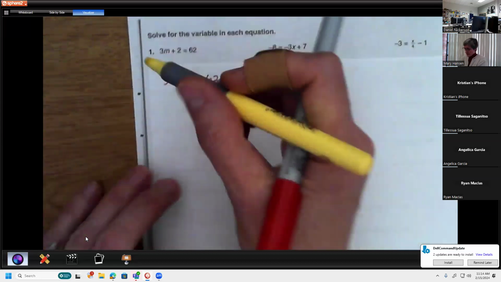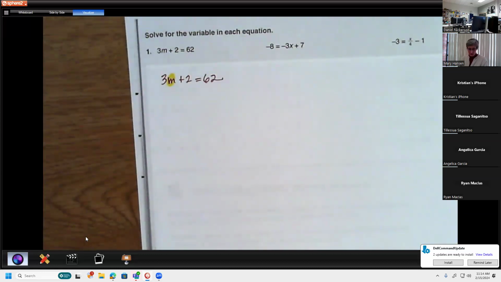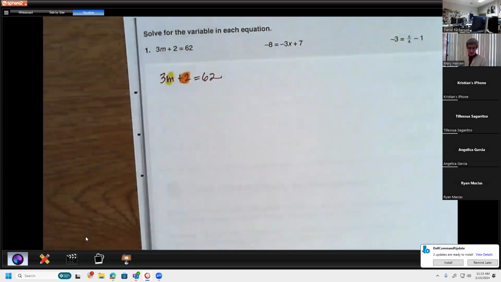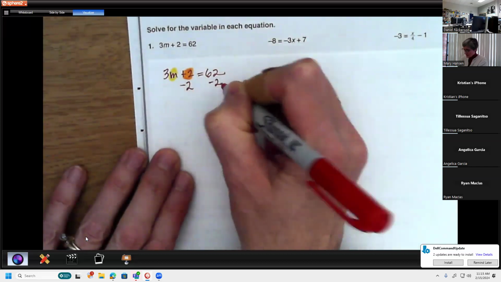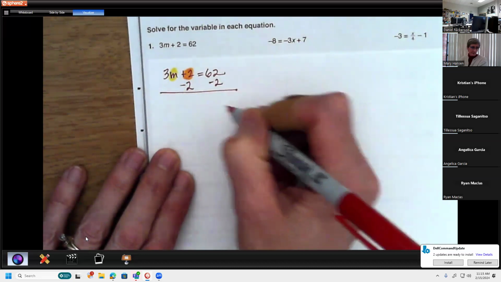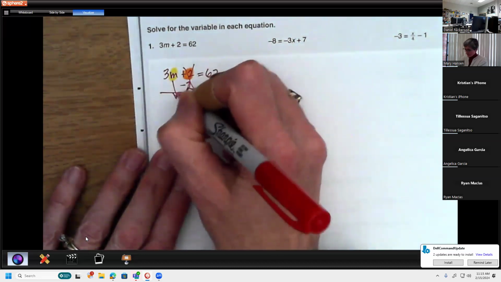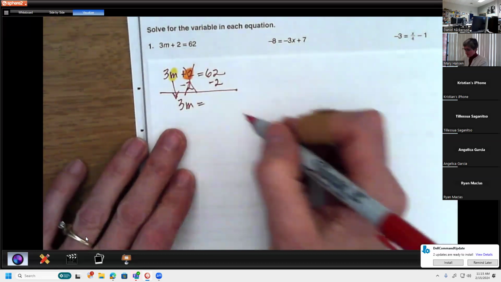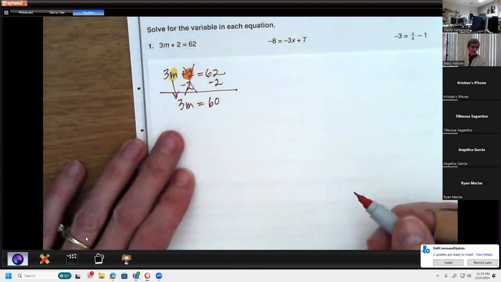I'm trying to get m by itself. I've got to remove the 2. I've got to remove the 3, but let's work on the 2 first. Opposite of adding 2 is subtracting 2. That makes 0. 3m, we haven't done anything with yet, so it's got to come down. And 62 minus 2 is 60.